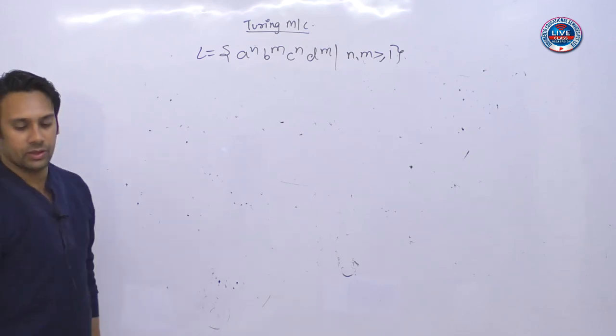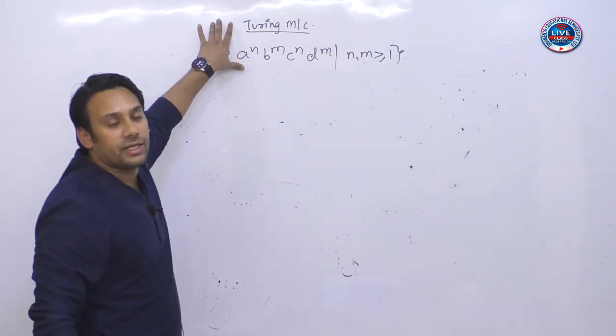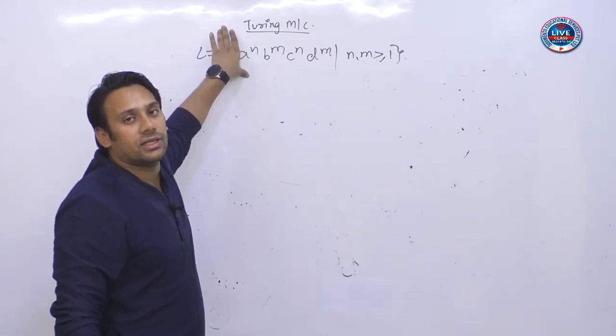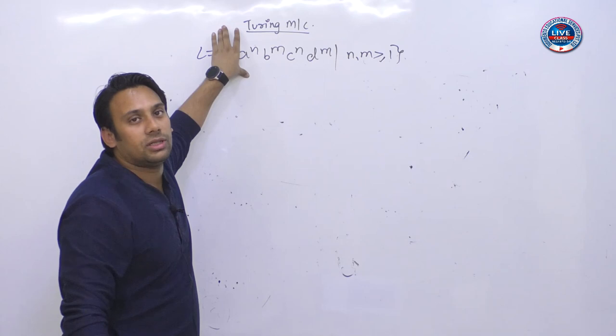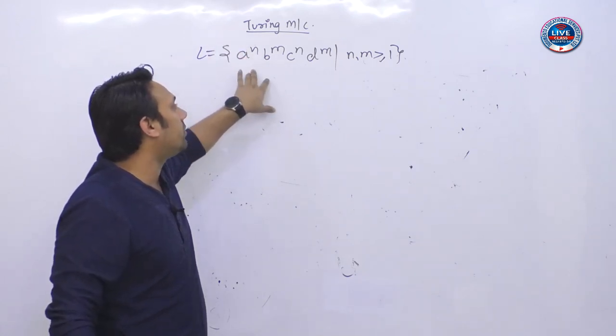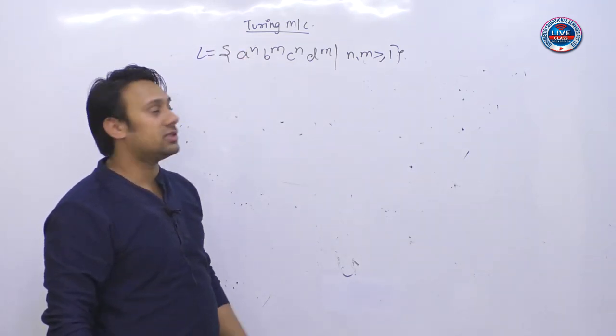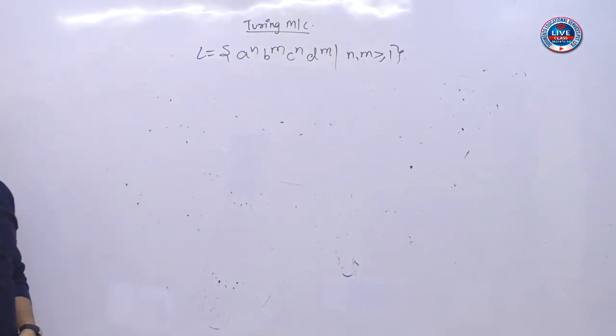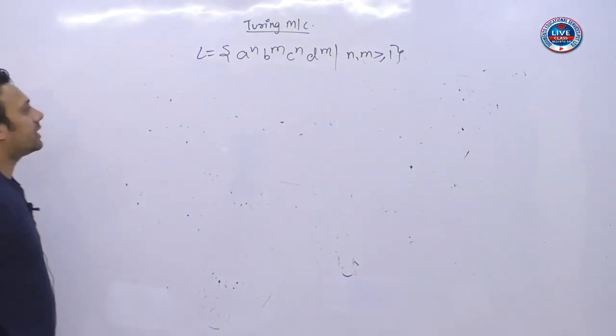So you already know that for this given language you cannot create a push down automata. Is language ke liye aap push down automata nahi bana sakte. You cannot create a push down automata for this given language, which is a^n b^m c^n d^m. But we can make a Turing machine.